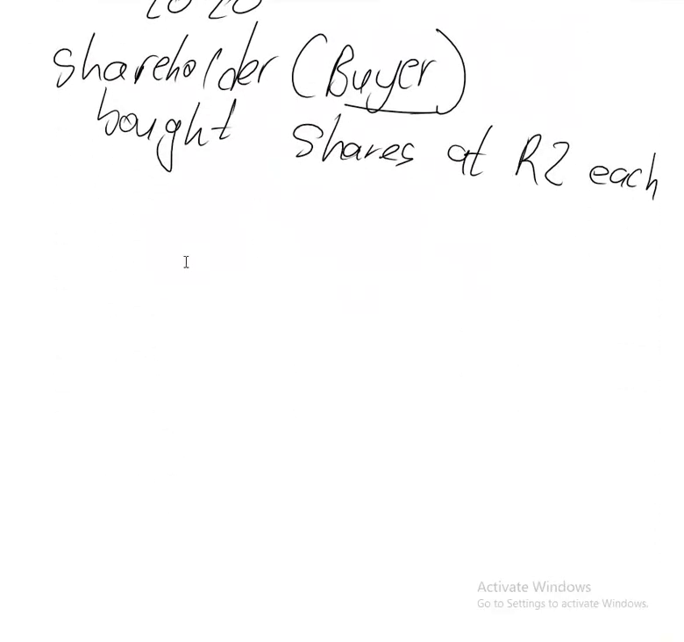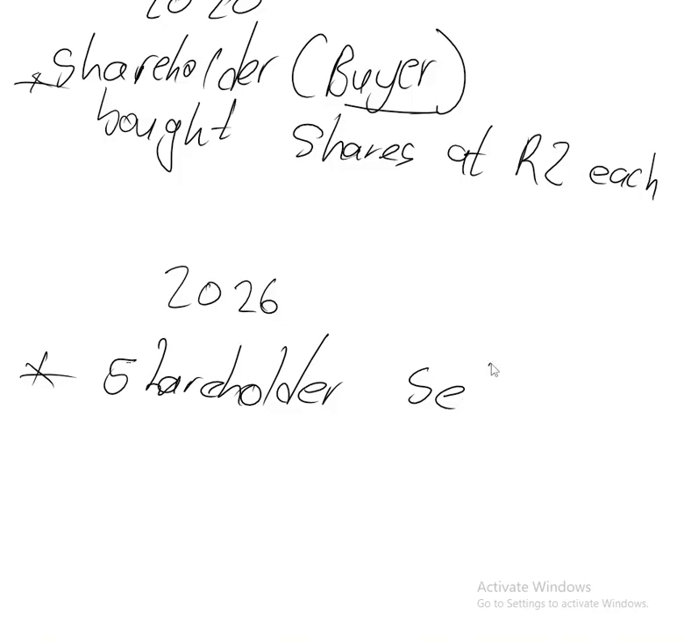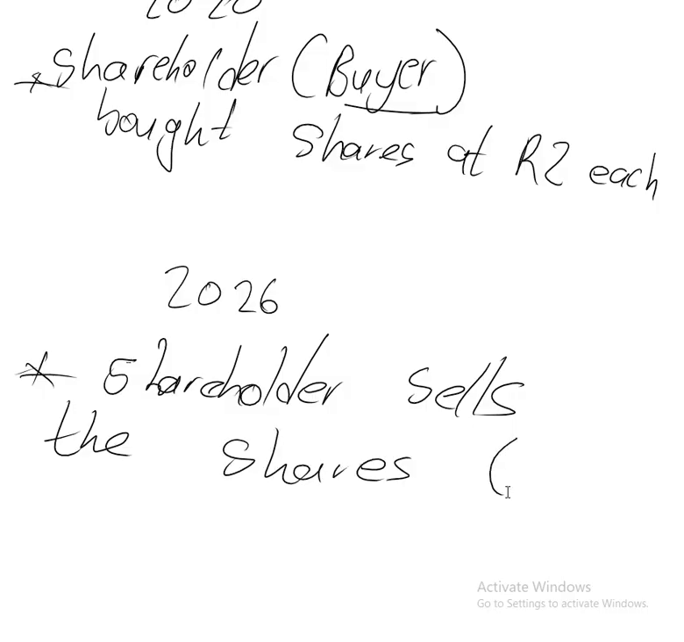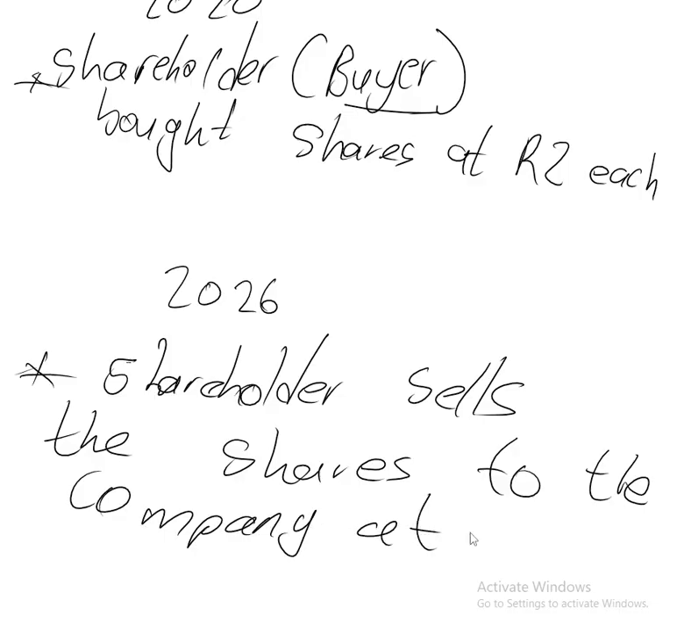Now in, let's say, 2026, the shareholder now feels that the company has been going up in value and it has reached a point whereby they are happy with their return on investment, and they can now say, so that shareholder sells their shares to the company at 6 rand per share, 6 rand each per share.